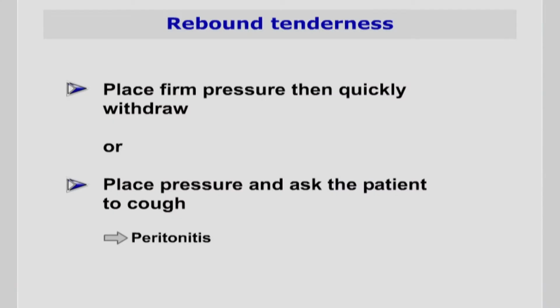If the patient has experienced pain on coughing, has rebound tenderness, or is sensitive to percussion, then this suggests peritonitis, an inflamed peritoneal membrane. There may also be guarding and rigidity of the abdominal wall. The next stage is to palpate each of the organs, the liver, spleen, and kidneys.